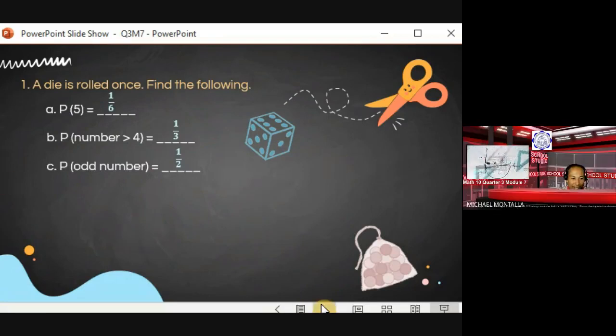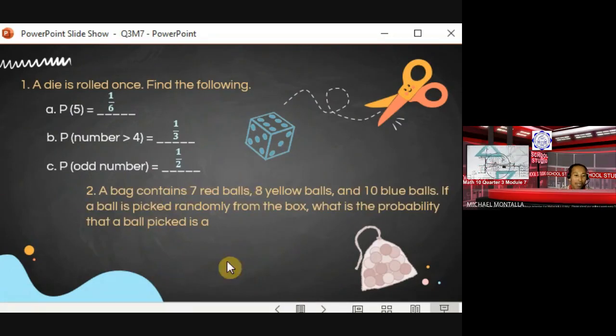Okay. Don't forget that. Next, punta naman tayo sa isa pang klase ng problem. Ito naman yung mga balls. Okay. May bag at mayroon ditong 7 red, 8 yellow, and 10 blue. Ayan. Tapos kukuha ka dito ng isang bola o ng ball mamaya na may kulay. Ano yung probability nung makukuha mo mamaya?